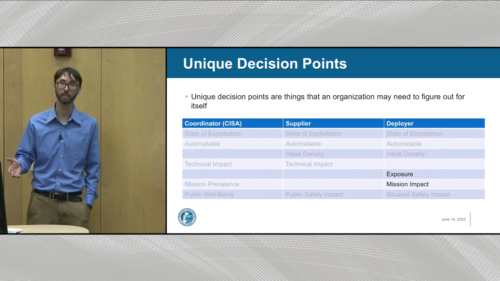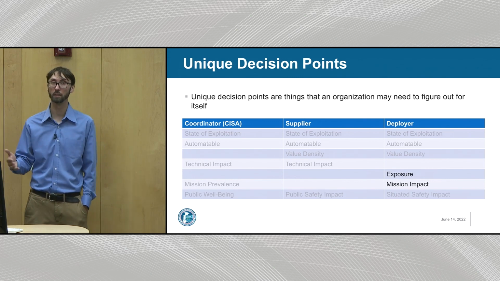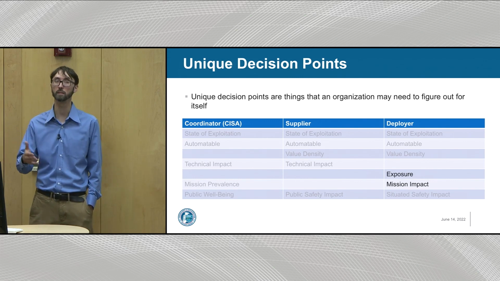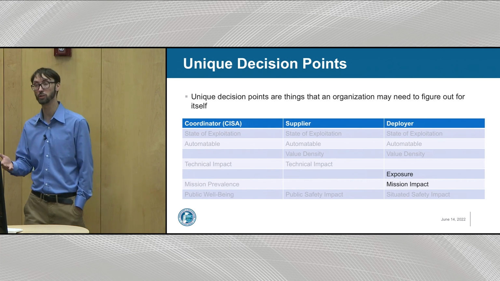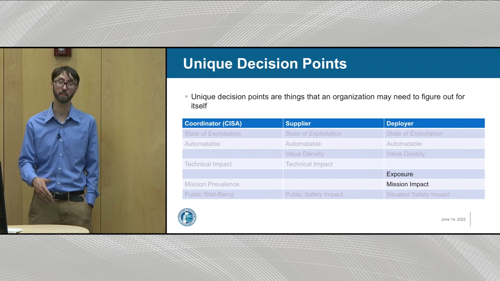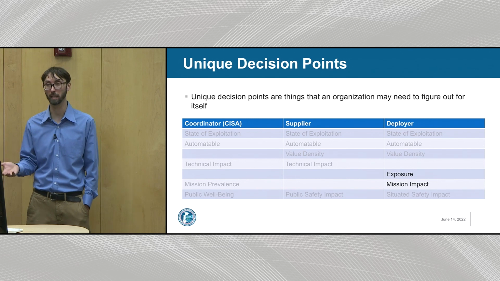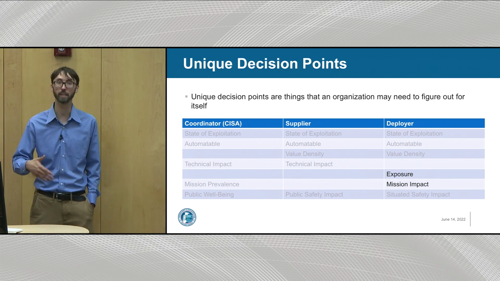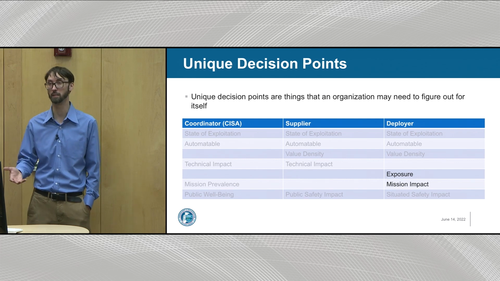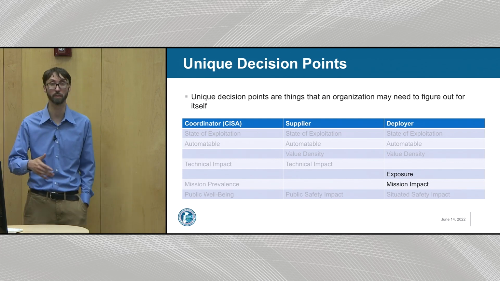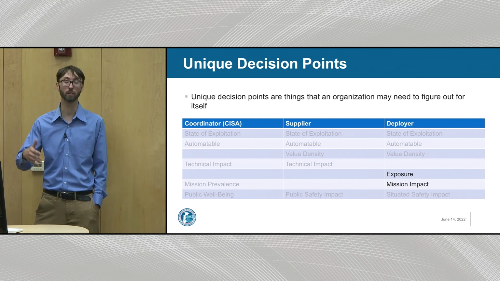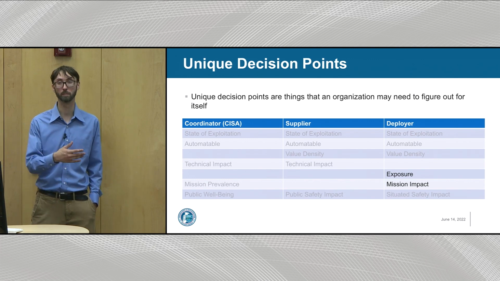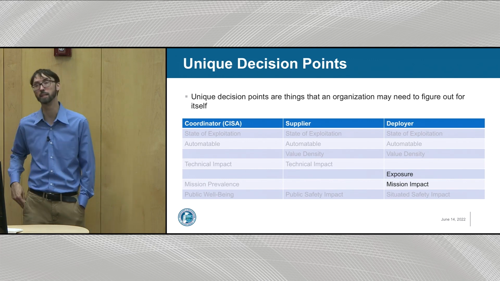Some of the decision points, on the other hand, are unique. As I mentioned, the deployer is the only one that really knows the exposure of the system that they're using. So we won't ask anyone else to know that. The deployer also is the only one who knows specifically the mission impact of the system to their mission, whether that's a for-profit company, the goal to their bottom line, or some other organization with some specifically mandated mission.